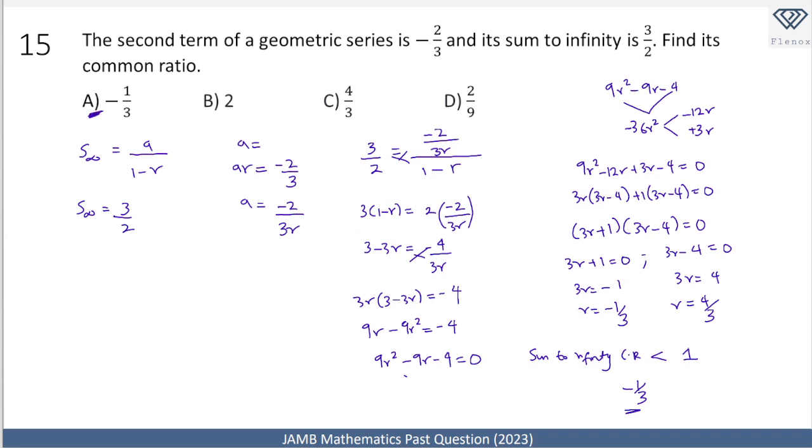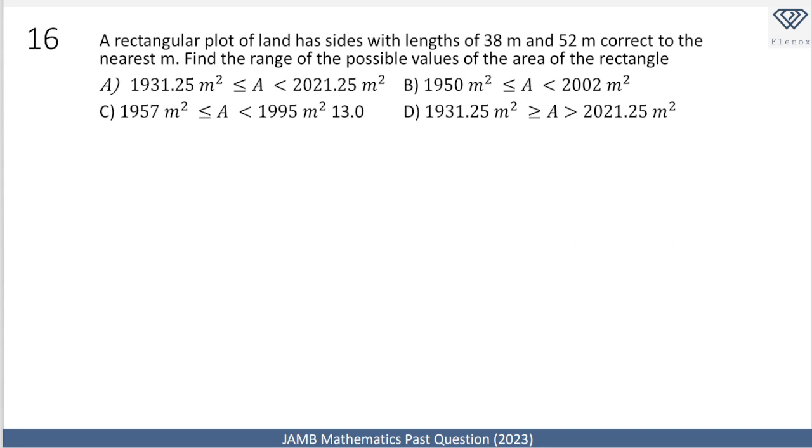Moving on to the next, we are told that a rectangular plot of land has sides with length of 38 meters and 52 meters, correct to the nearest meter. So what does this mean? It means that they approximated some numbers to 38 and 52, and they're now asking what is the possible range of values for the area of the rectangle.